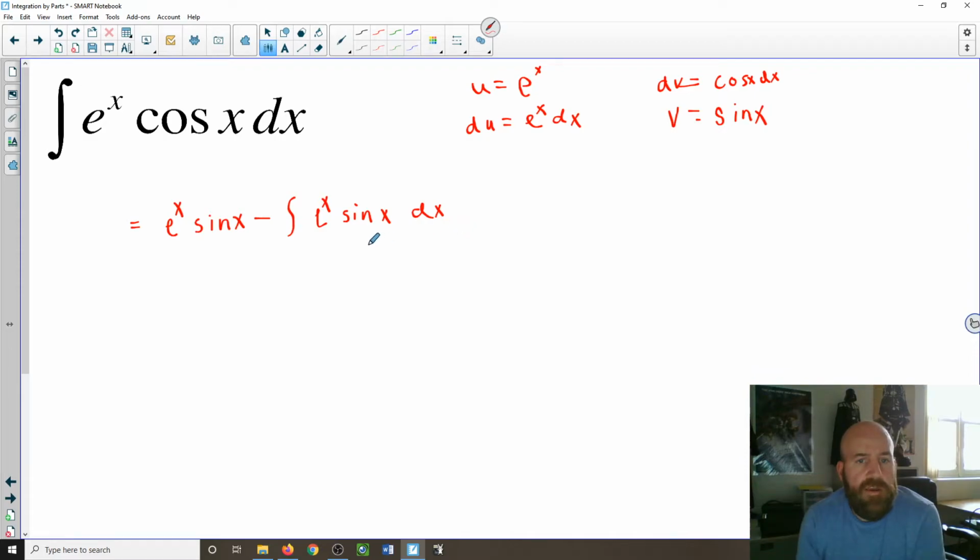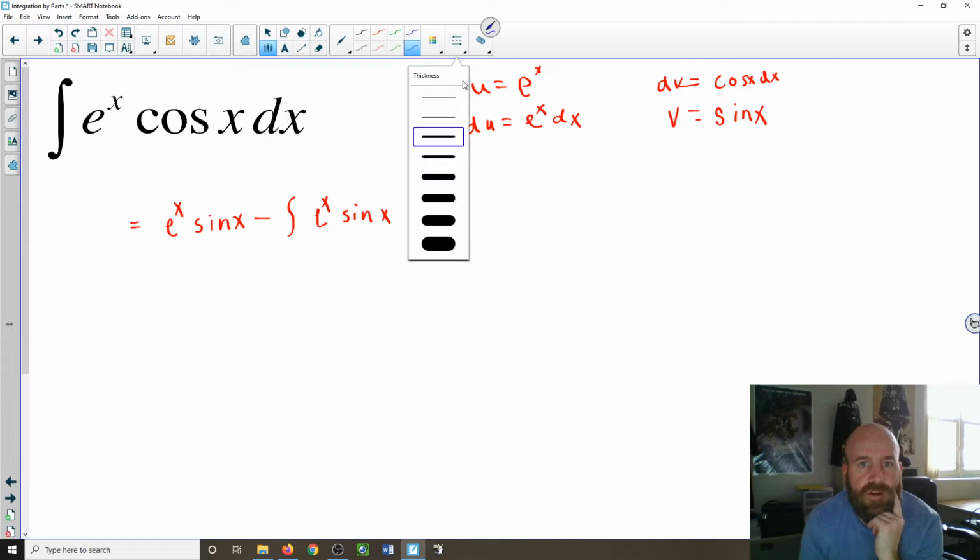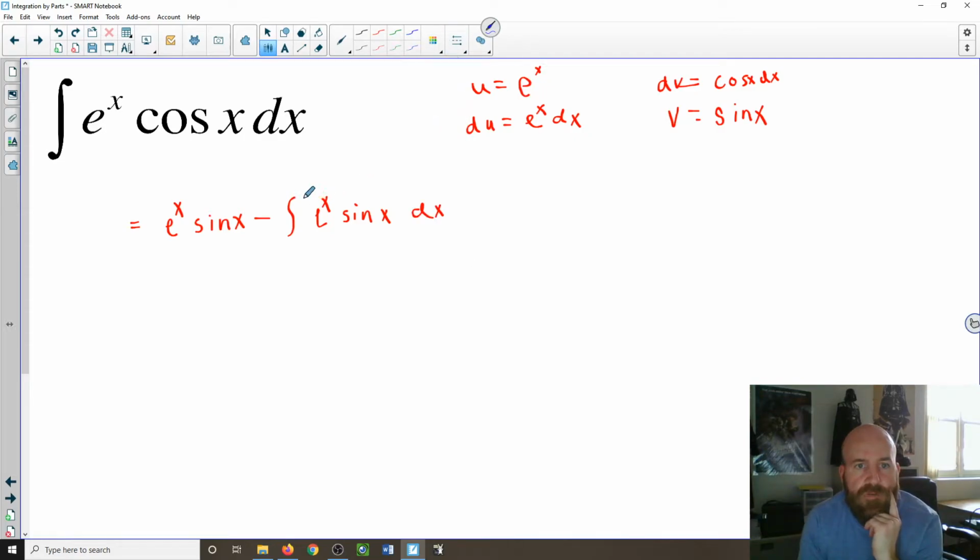So we try to integrate, and we're running into the same problem that we started with. We have e to the x times a trig function. We don't know what to do. So yes, you probably guessed it, we're going to run through another stage of integration by parts. So we're looking at this piece here.